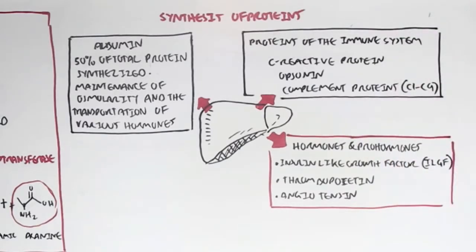The liver also produces another hormone known as angiotensinogen. Angiotensinogen is part of a big system known as the renin-angiotensin-aldosterone system. This system helps regulate blood pressure.